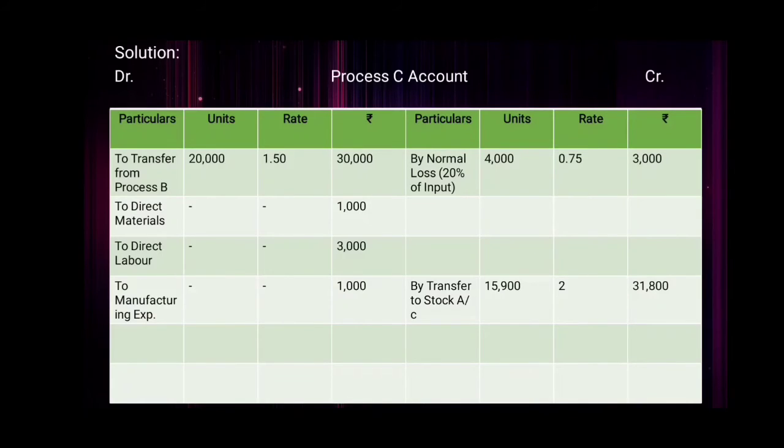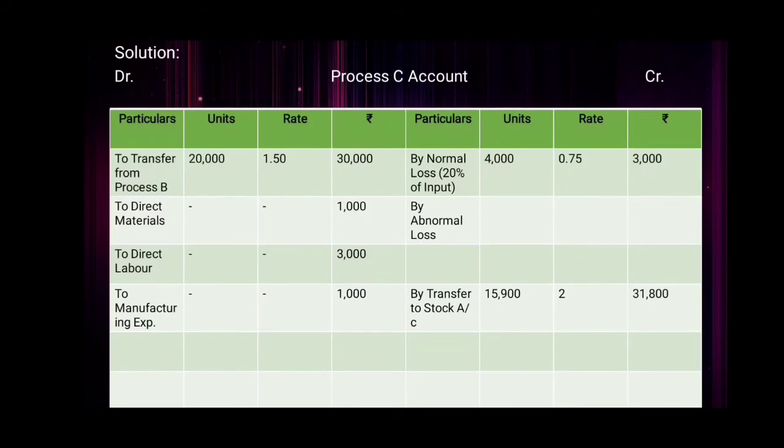So the amount will be 31,800. For process A account, we are getting abnormal loss, which is on the credit side. So the unit amount will be 100 at the rate of 2. Total amount will be 200. Now let us take the total of both the sides. Units will be 20,000 and the amount will be 35,000.